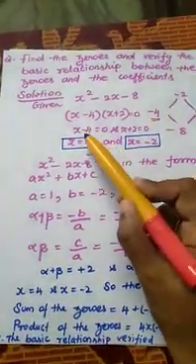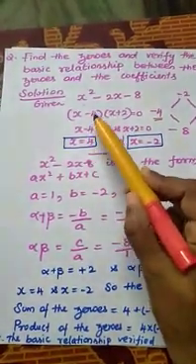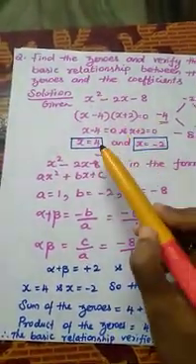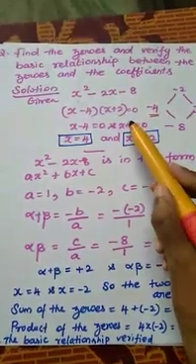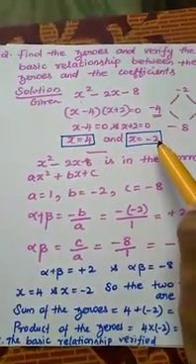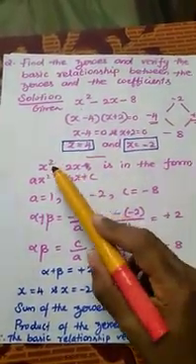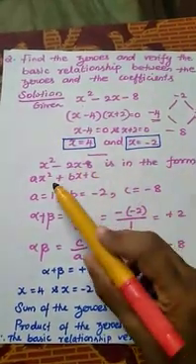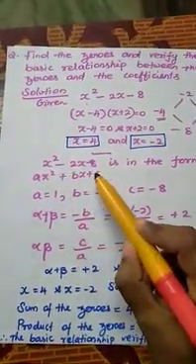Now we need the zeros. So we have to interchange the minus 4 value to the RHS. So that is plus 4. Now the plus 2 value to the RHS. That is minus 2. The given quadratic equation is in the form ax square plus bx plus c.